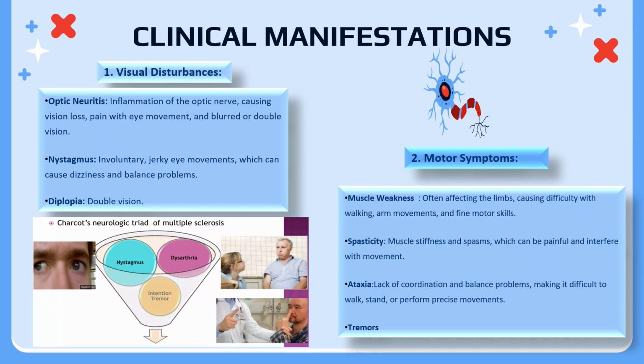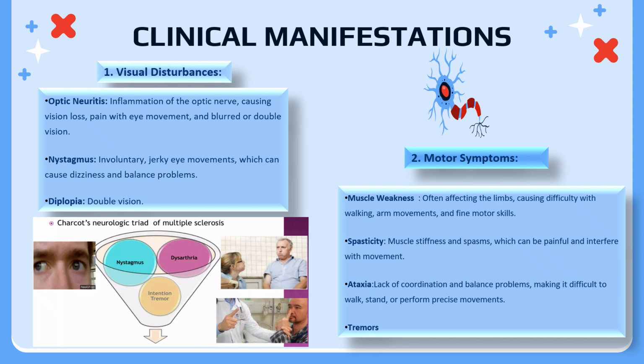The motor symptoms are muscle weaknesses. Often your limbs are affected. There is difficulty with walking, arm movement, and fine motor skills. There is spasticity of your muscles, which can be painful. Ataxia, that is lack of coordination and balance problems, makes it very difficult to walk, stand, or perform tasks.